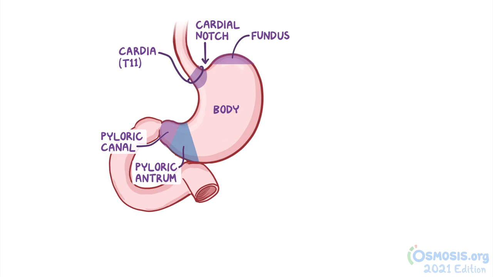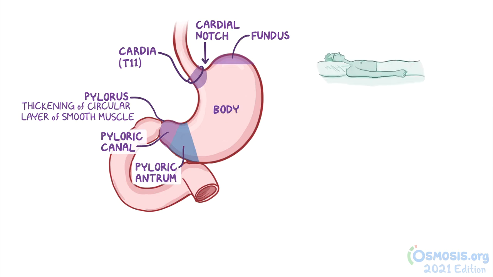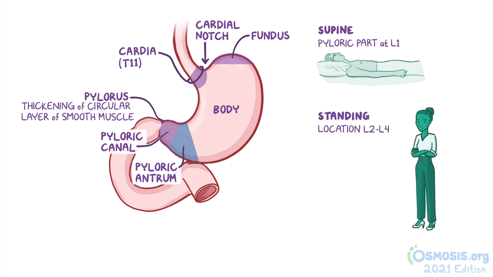Distally, it has a sphincteric region called the pylorus, which is a marked thickening of the circular layer of smooth muscle that controls passage of the stomach contents through the pyloric orifice into the duodenum. In a supine position, the pyloric part is located at the level of the transpyloric plane, located at the L1 vertebra midway between the jugular notch superiorly and the pubic crest inferiorly, while in a standing position, its location varies from the L2 through L4 vertebra.